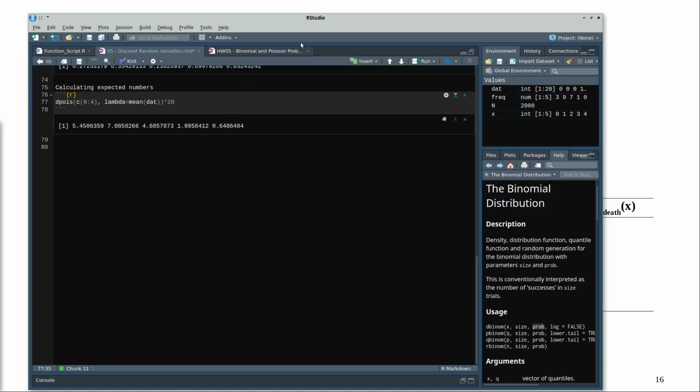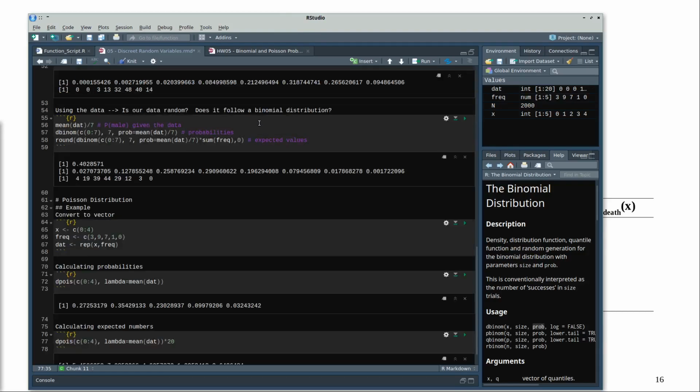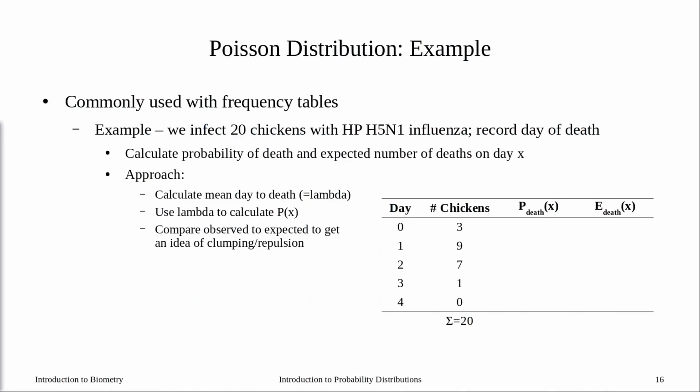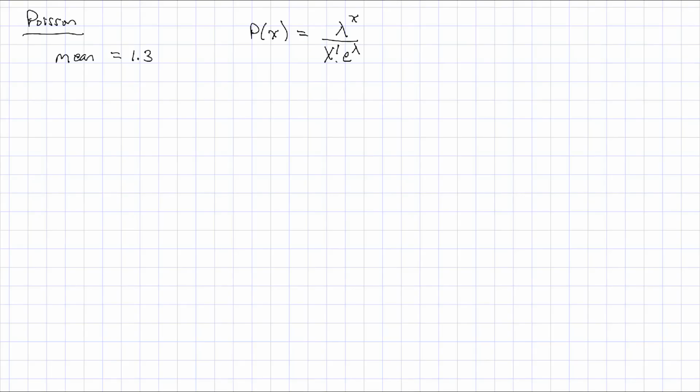So in R, you can see that calculating these probabilities is actually fairly simple. Can we calculate it by hand? Yes. And I'm going to show you a trick on how to calculate it. So in our data set, the mean day of death is 1.3. That is lambda. We'll use the Poisson equation to calculate our various probabilities. So the first probability that we calculate is the probability that we die on day 0.